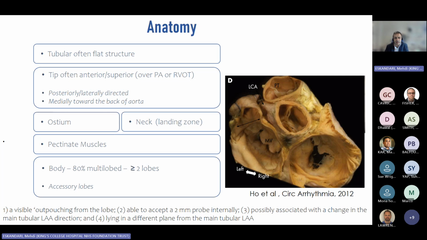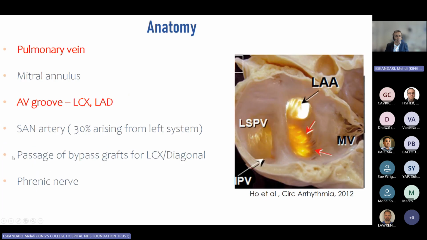In terms of how it lies, it often has an anterior and superior trajectory towards the right ventricular outflow tract and aorta, as you can see here. But there are cases where it is completely reversed, and that makes assessment of the left atrial appendage very difficult. The pectinate muscles are important. They could be a problem, and as you can see in the next slide, it also has a very paper-thin wall, and therefore the risk of rupture is real with left atrial appendage occlusion.